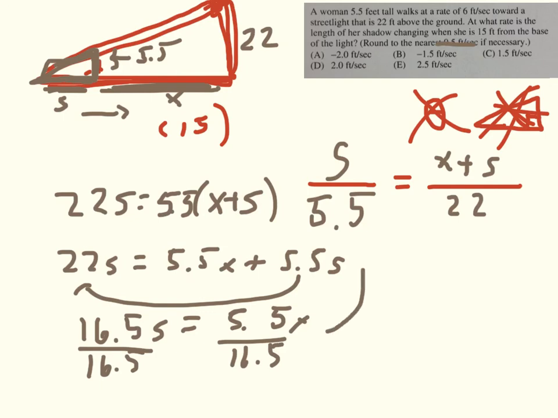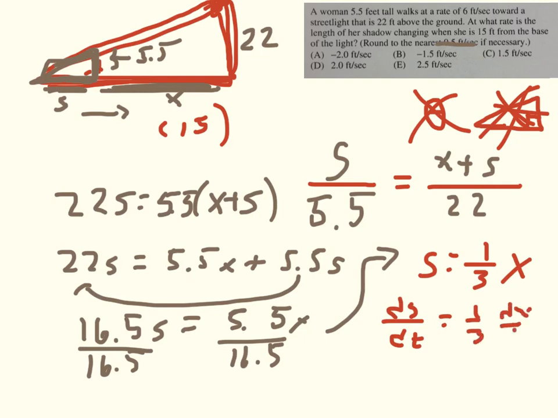So now I'm coming up here, I'll change colors, and I go S equals, and the beautiful thing about this, 5.5 over 16.5, that's 1/3. 1/3 X. Take the derivative, ds/dt equals the derivative, 1/3 dx/dt. Plug in all your numbers. This is -6. 1/3 of -6 is -2. And then that's your ds/dt, which I believe was A. Yep, that's how you do it.